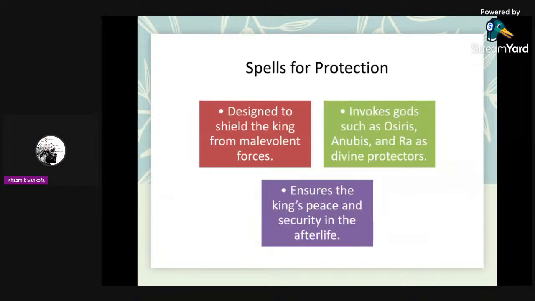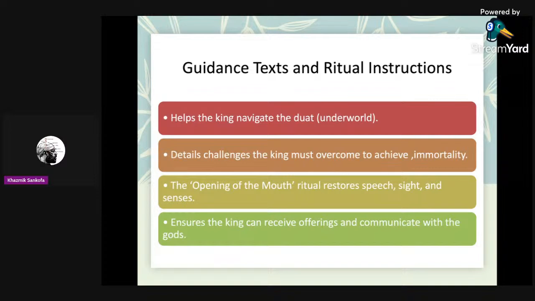The spells for protection were designed to shield the king from malevolent forces. It invokes the gods Asar, Anpu, and Ra as divine protectors. And it ensures the king's peace and security in the afterlife, right? The texts for ritual instructions help the initiate navigate the underworld, navigate the Duat. And it details the challenges that the initiate has to overcome to achieve immortality, right?